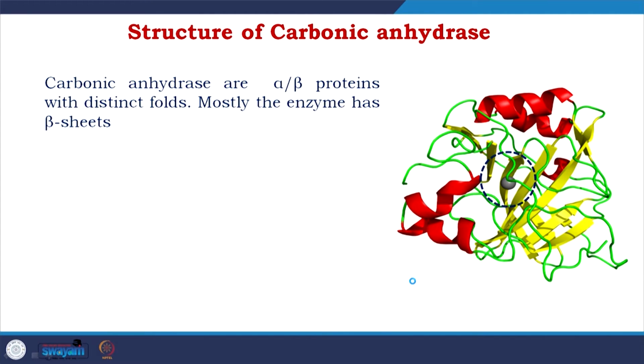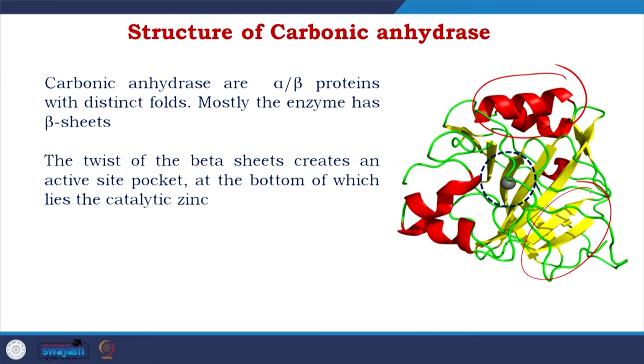Before going into the details of the process, if you look at the structure of carbonic anhydrase, it is an alpha beta protein with a distinct fold. Mostly, if you look at it, there are alpha helices and there are beta sheets. There is a twist. If you see in this portion, you will find that there is a twist.